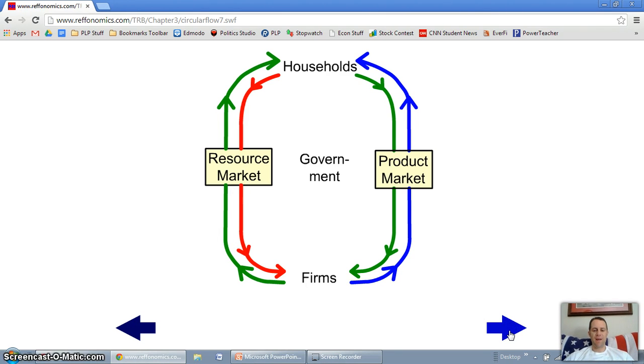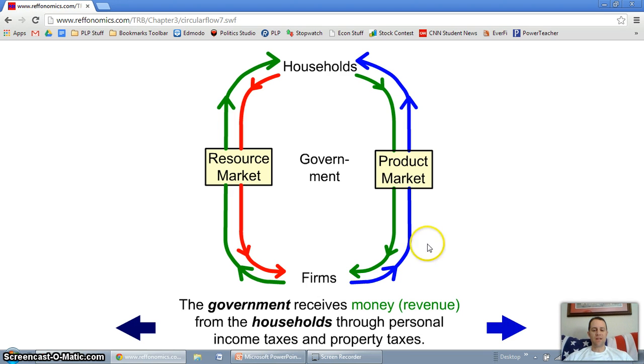You're moving to the next page if you have a standard packet that you're filling out. The government receives money from the households through personal income taxes and property taxes. Remember, the households own land. They have those natural resources. They have to pay taxes on that property that they own. The households are also earning money flowing from the firms in exchange for their labor, so they have to pay tax on their income. So money is going to flow from the households to the government.